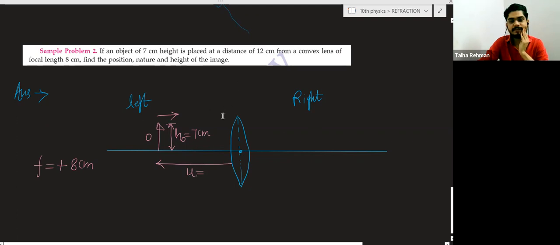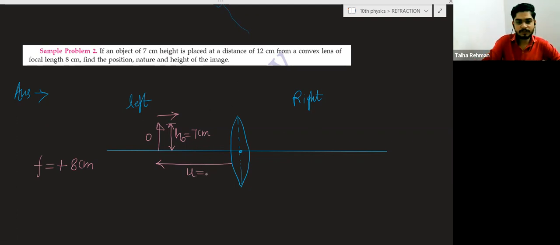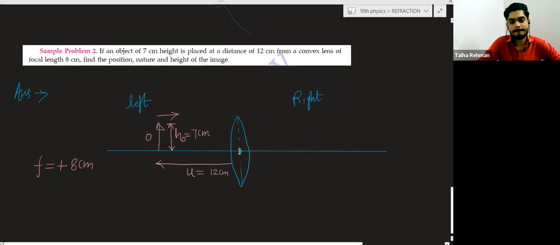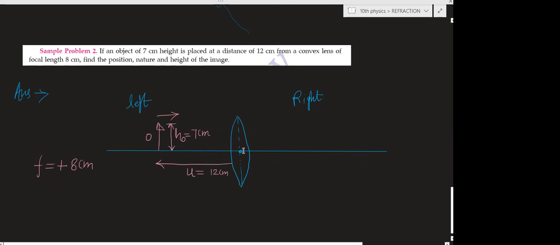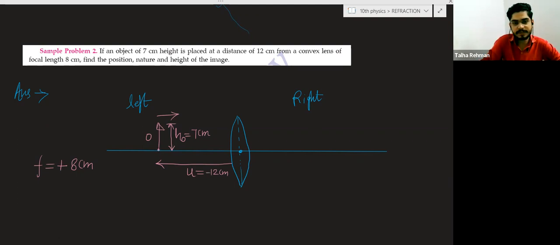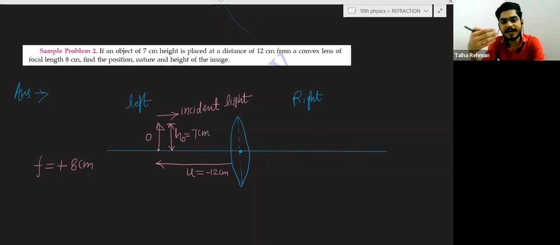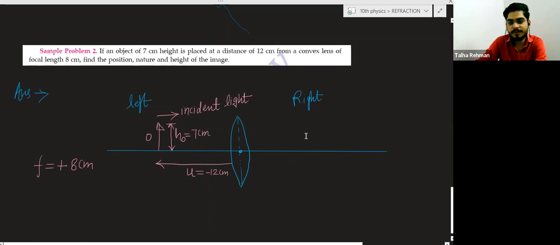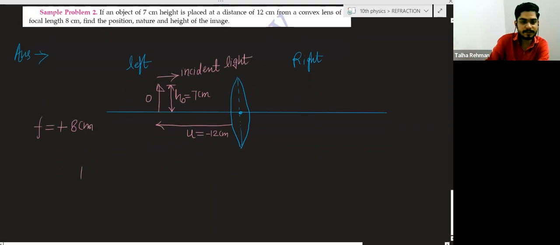Will you take this 12 centimeter as positive or negative? Negative, sir. Negative, because for measuring the object distance you are moving in the opposite direction of the light. Okay, this is negative 12 centimeter. This is the incident light, and the incident light will be decided by the position of the object. If your object is on this side, then your incident light will be from here to here, because the object is a source of light.